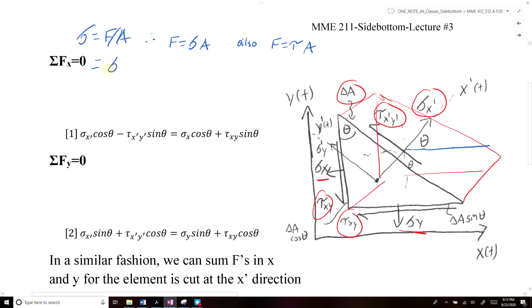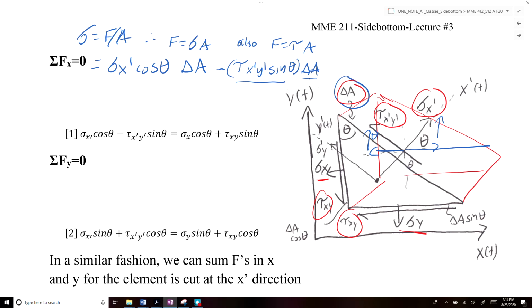For sigma x prime, the component going along the positive x-axis is equal to sigma x prime times cosine of theta, multiplied by the area the stress is applied over. The area is the hypotenuse of the triangle, which we'll note as delta A. In a similar fashion, we can look at the shear stress acting on the system. The force due to the shear stress is equal to minus tau x prime y prime times sine of theta times delta A. So this is our stress times our area along the x-axis.